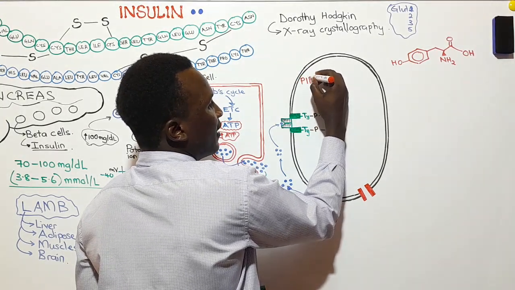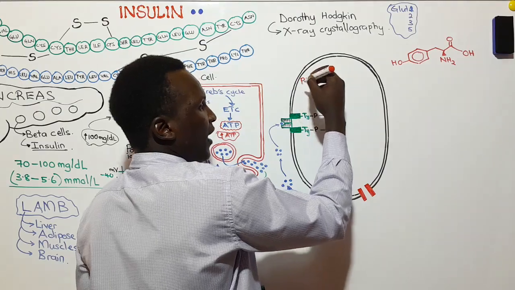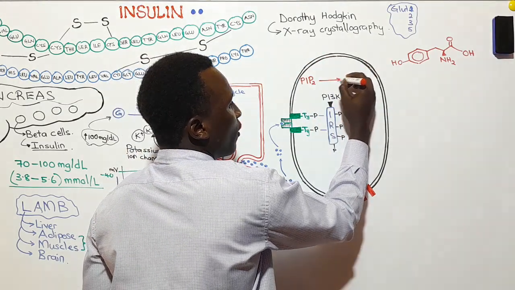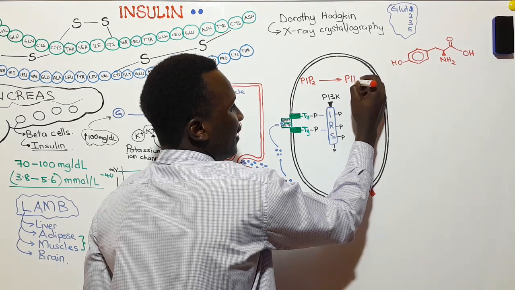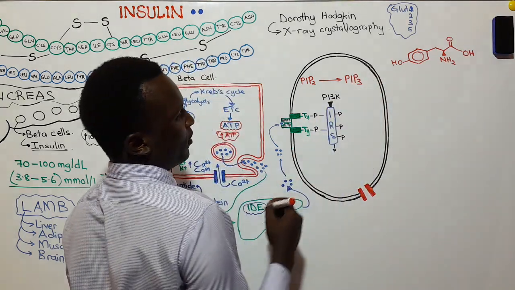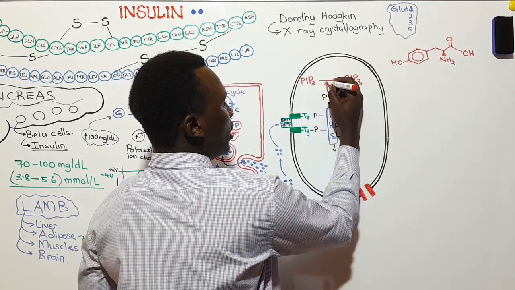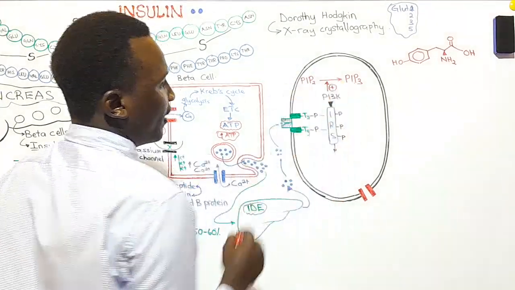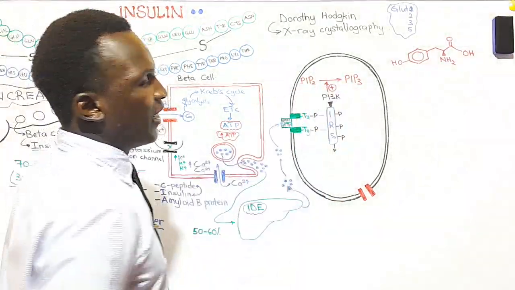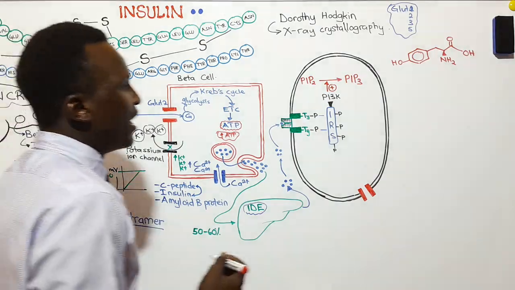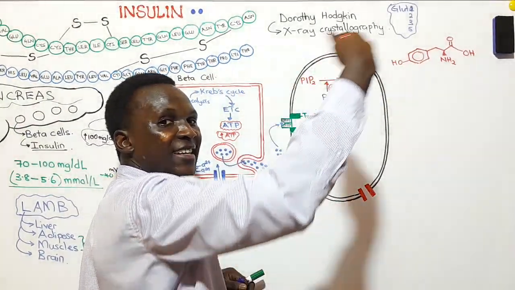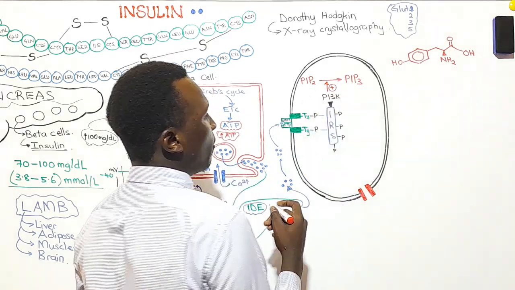Phosphoinositide diphosphate, or phosphatidylinositol diphosphate, to phosphoinositide triphosphate. It will stimulate that. So you'll have a conversion of that to that. This PIP3 is very, very important in that it stimulates an enzyme that also will catalyze further reactions. Which enzyme will that be?